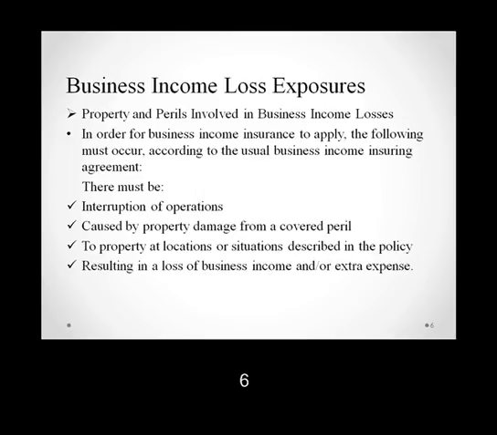As mentioned before, business income insurance does not apply to speculative risk. Now, even if it is a pure risk, some losses are not covered either. In order for business income insurance to apply, the following must occur according to the usual business income insuring agreement. There must be interruption of operations, and these interruptions must be caused by property damage from a covered peril. And these losses must be incurred to the property at locations or situations described in the policy, and the resulting in a loss of business income and/or extra expenses.